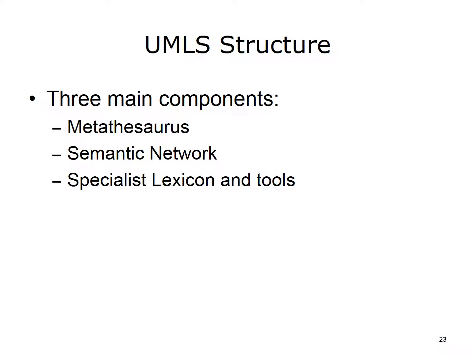Semantic network: a set of semantic types that provides a consistent categorization of concepts represented in the Metathesaurus and a useful set of meaningful relationships. Major groupings include anatomic structures, biologic function, chemicals, events, organisms, physical objects, and other.